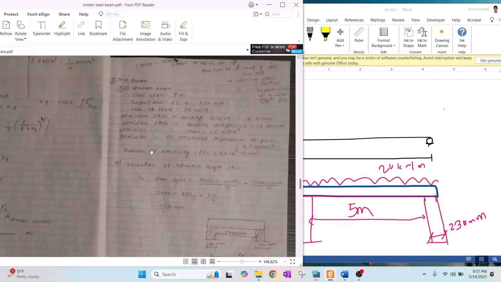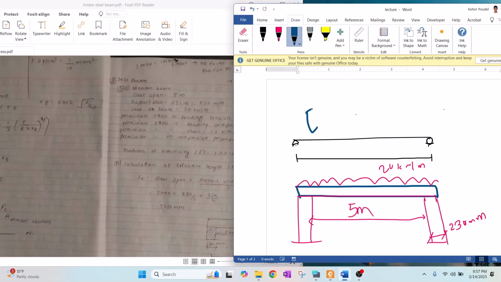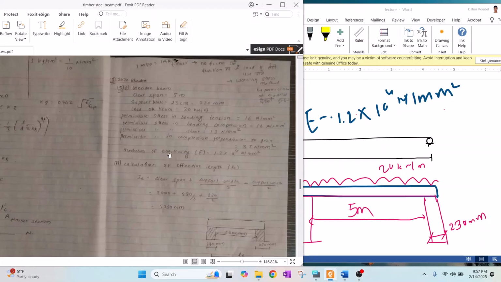Okay, and the modulus of elasticity, that is E equal to 1.2 times 10 to the power 4 Newton per mm square. As I said earlier in the previous video, we are doing all the calculation in Newton and mm. So we need to convert that value into Newton mm. If the unit is, for example, bending compression, bending tension, or even modulus of elasticity, you should just convert this value into Newton mm unit.